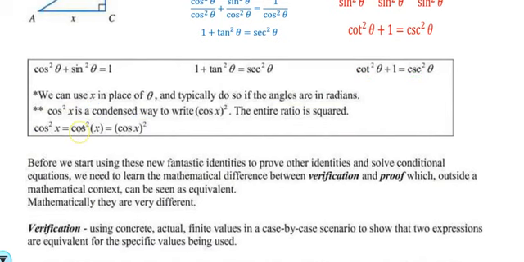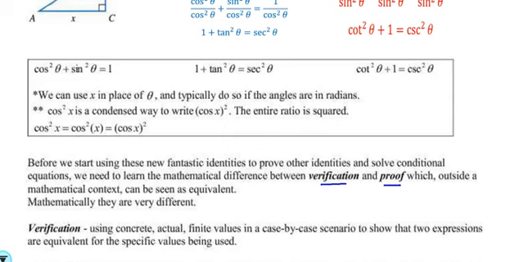Before we start using our new fantastic identities to prove other identities and solve equations, which is upcoming, you need to know the difference between verify and prove. We will use this again in the next video. Make sure you understand and remember all these identities and use them. The only way we remember is we keep using them. If you use them, you will not forget them.